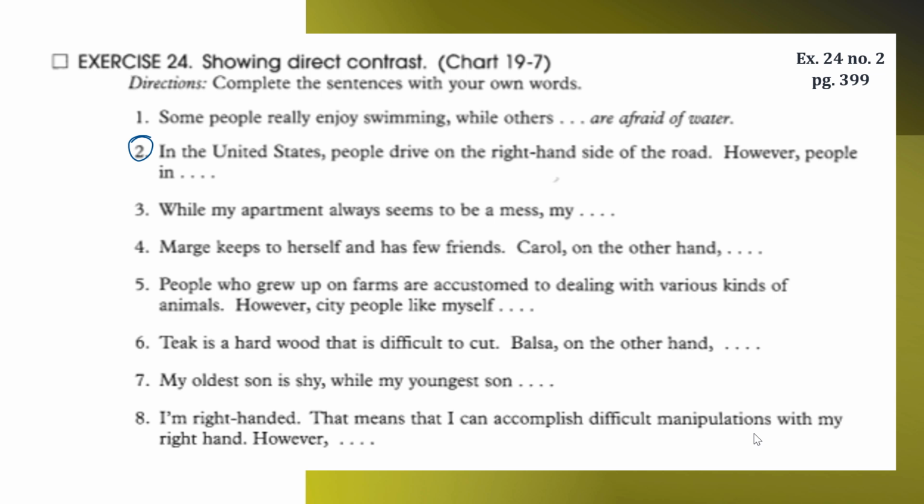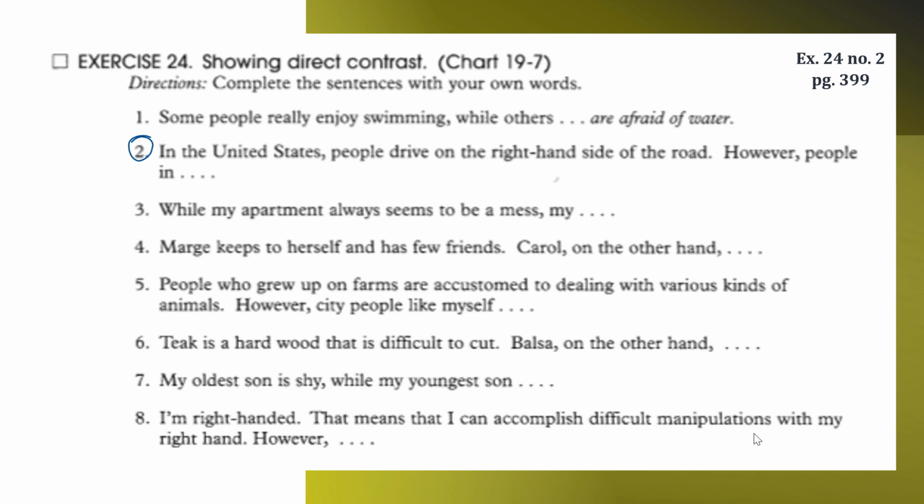Next, exercise 24, showing direct contrast. Complete the sentences with your own words. Number 1 is done for you as an example. Some people really enjoy swimming while others are afraid of water. So it is a direct contrast by using while.